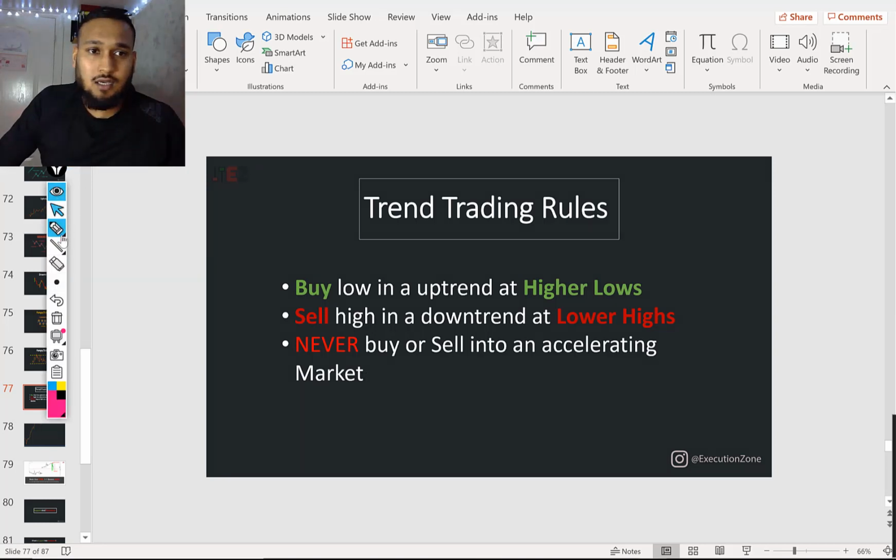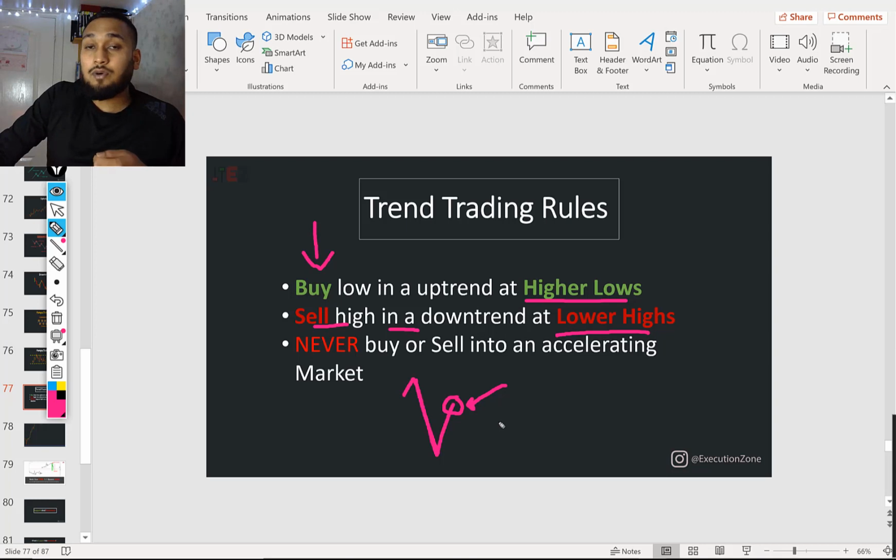And by the way, guys, these two things, buy as low as you can at higher lows in an uptrend, or sell high in a downtrend at lower highs, both cover the ranging market. Remember, how does a range start? Price comes down, lower highs. We're looking to sell anyway, and now we might not get the opportunity. Just because price is at a lower high, we're not selling immediately.